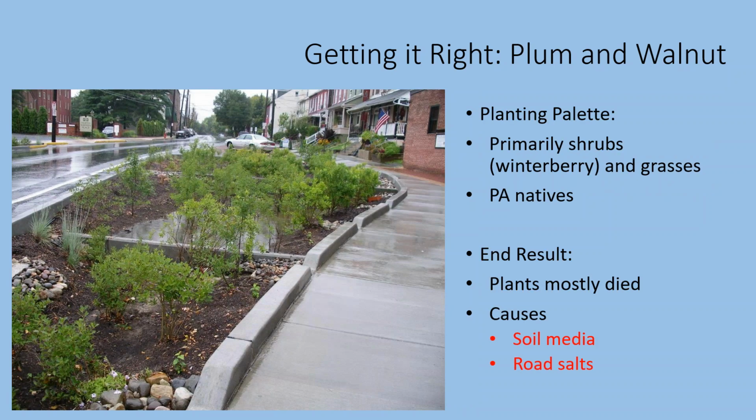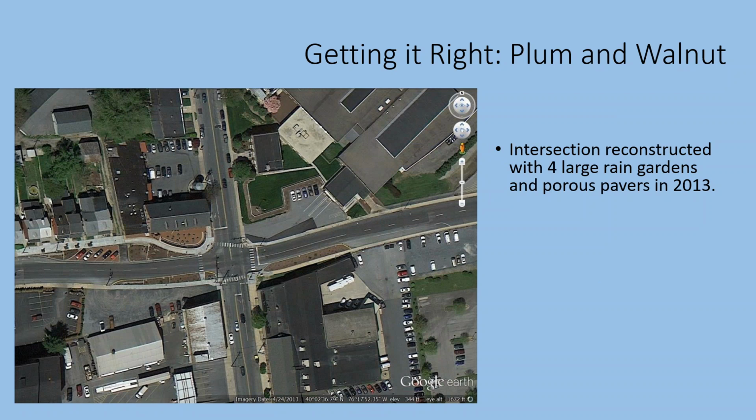So in 2012, whoops, if you can just go back. There we go. So in 2012, we took the opportunity to retrofit this intersection with 4 large rain gardens and some porous pavers. I'm sorry, 2013 it was finished. And you can see that the rain gardens are primarily on the left and uppermost side of the screen, as well as 2 large linear ones along the bottom side of that intersection.